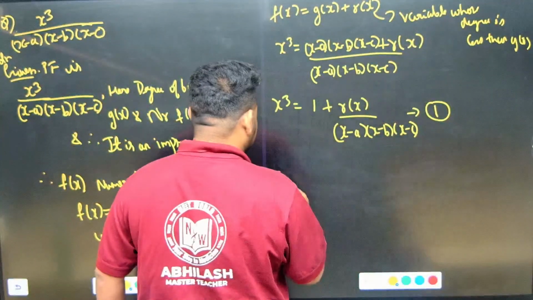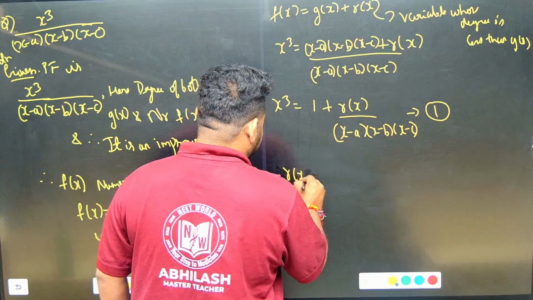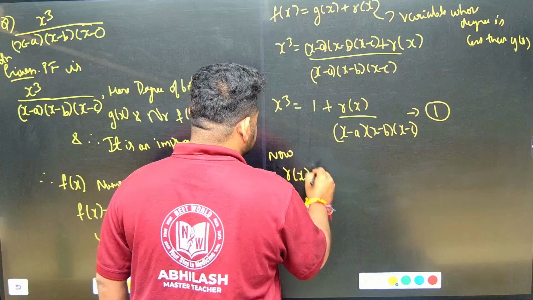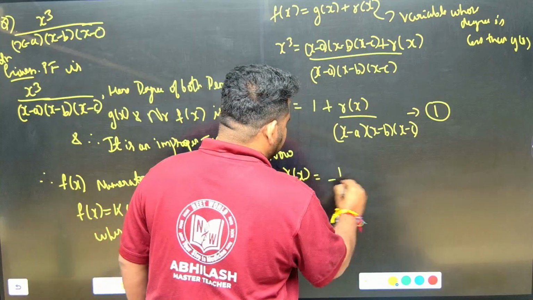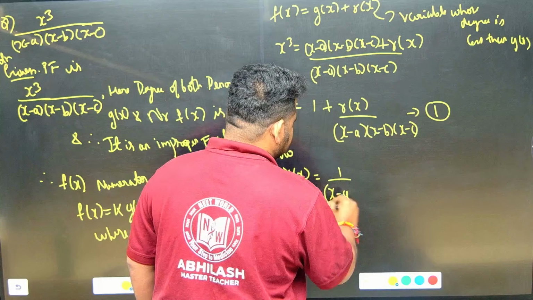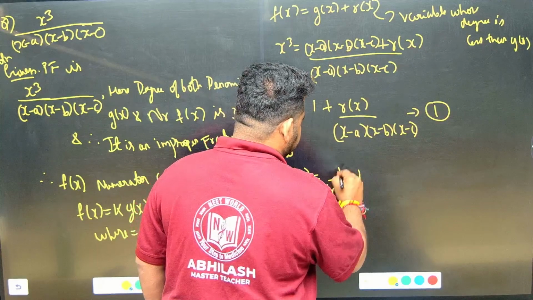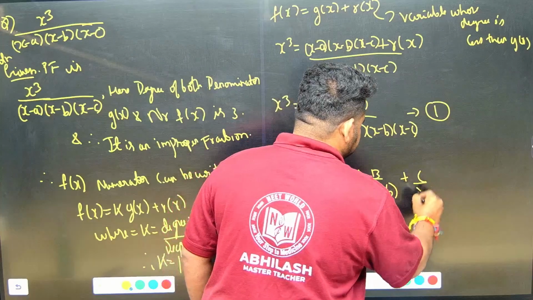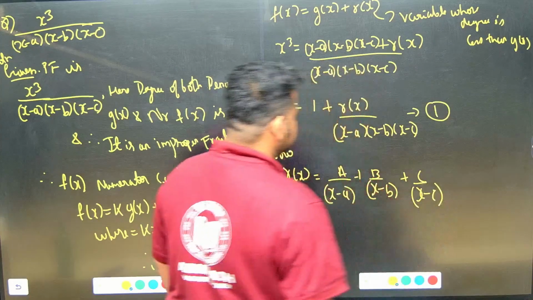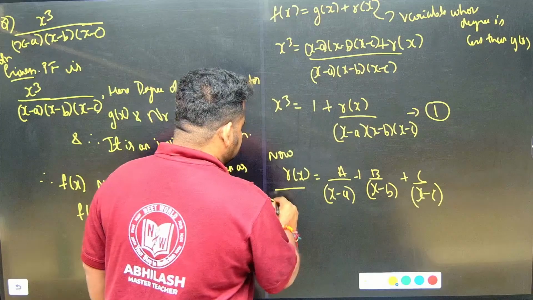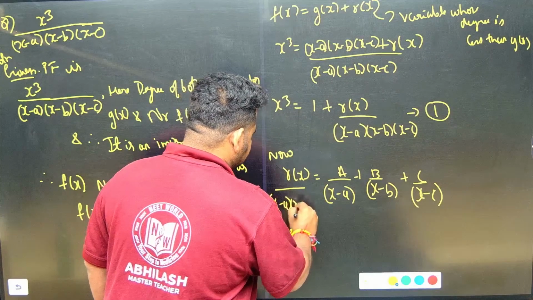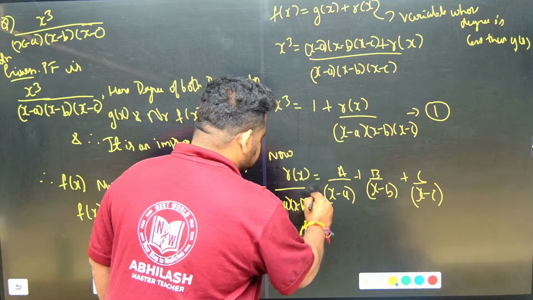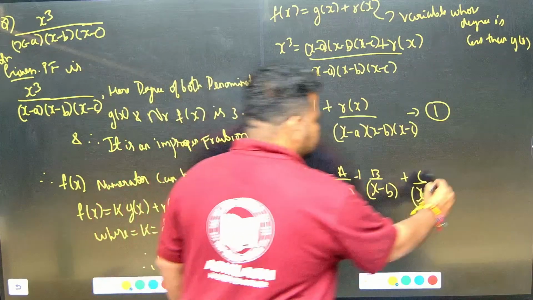Okay, this is correct. Let us now write R of x as 1 by x minus a plus A by x minus a plus B by x minus b plus C by x minus c. R of x we can write as a fraction with denominator x minus a into x minus b into x minus c. This value is equal to A by this one. This is equation 2.